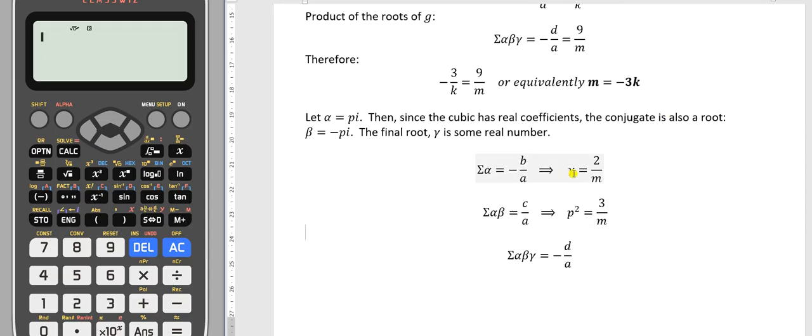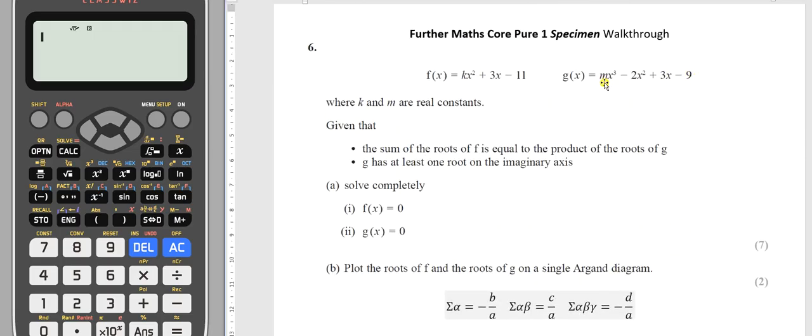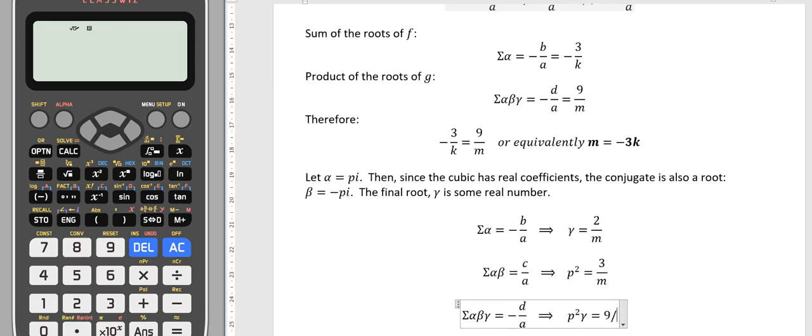Now I've got a link between gamma and p indirectly via m. And also for completeness, we're going to do this last one. The product. Well, for this, I've already got alpha times beta because I worked that out when I did the sum of the pairs. That was just p squared minus p squared I squared. That's p squared, and I just need p squared multiplied by gamma. And of course, minus d over a we worked out before, but we can do it again. Minus 9 over m.